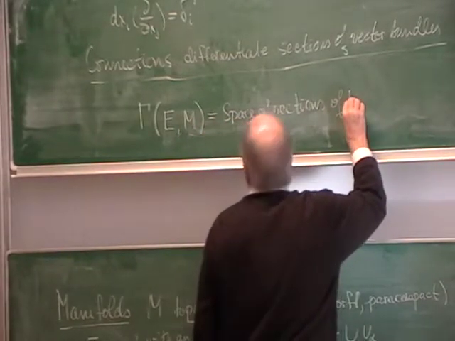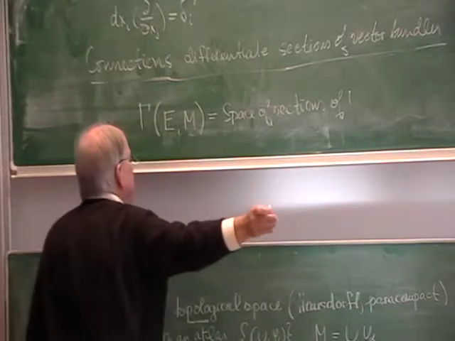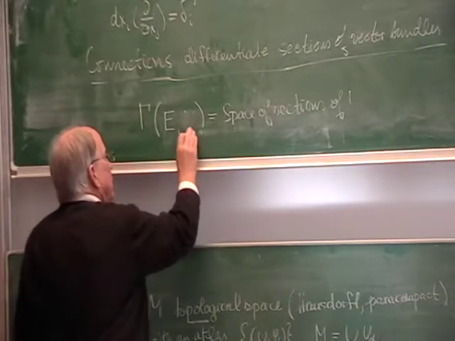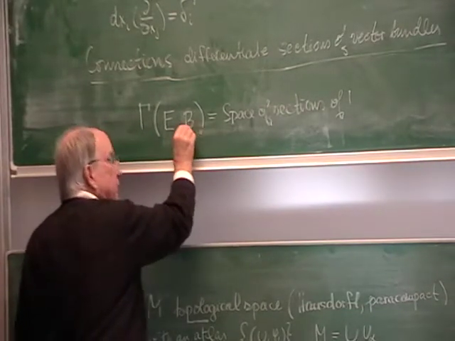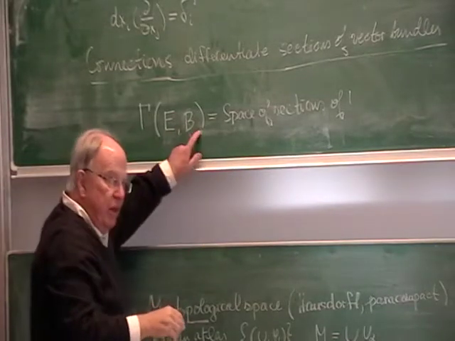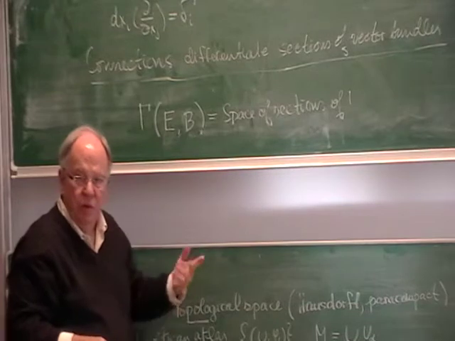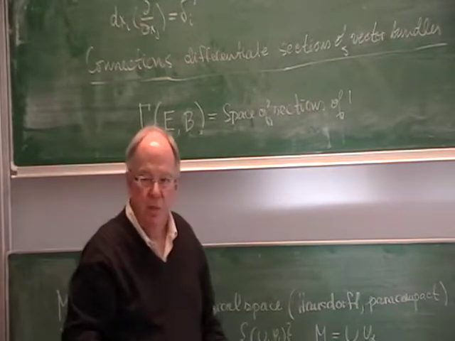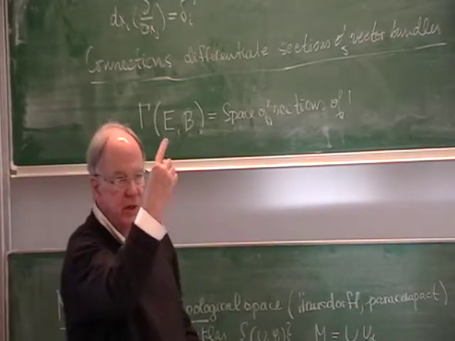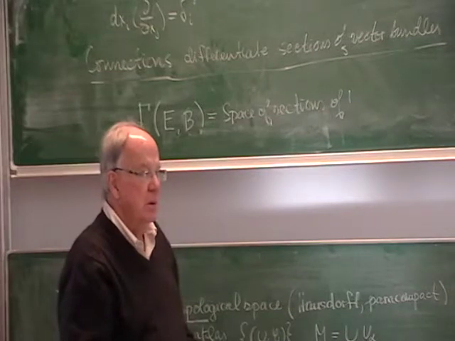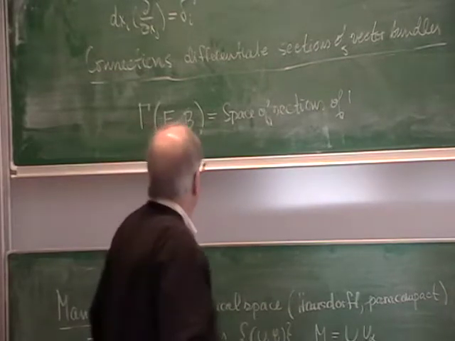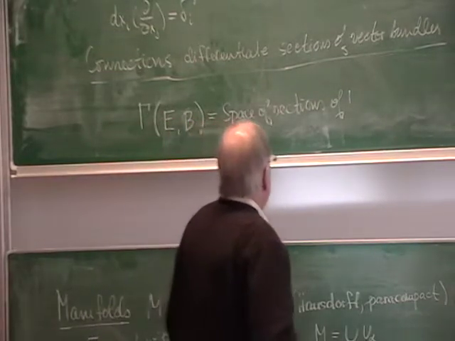Of E. Oh, I'm sorry. Let's be careful. We always have B for the base and E for the upstairs, okay? This is old notation, I use old notation. B is the downstairs base, E is the upstairs entire space. Okay. Of E.